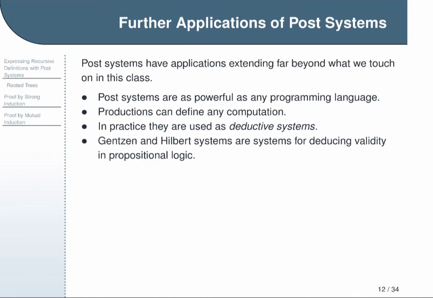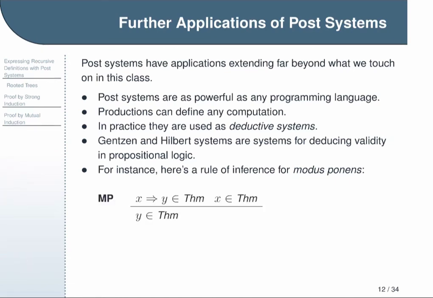Just to give you an idea of something a little bit fancier that a Post system might do, you can see here an inference rule that expresses modus ponens, which is the idea that if we have X implies Y, if this implication is true, and that's in my system, in this case my theorem, and we also have X is in the system, then we should have Y is in the system. This is the sense of following that implication. This can be expressed using an inference rule in a Post system.